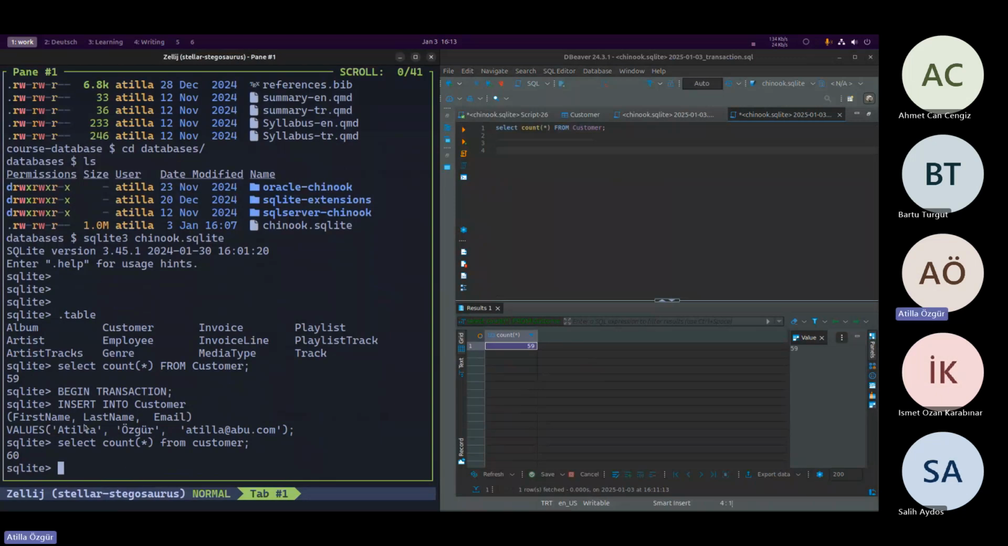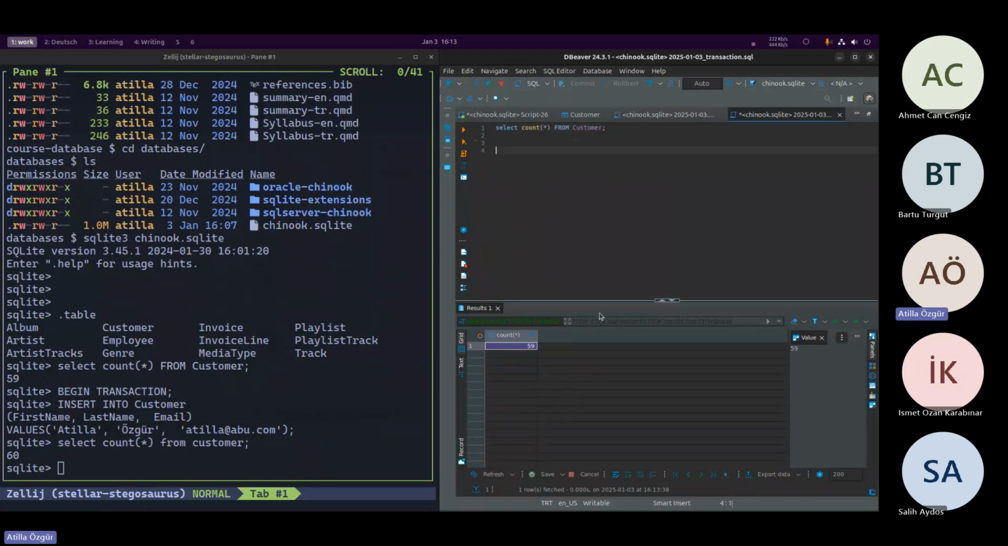The customer. Why? I already inserted a customer here. But if I run this customer query here, this one is 59. Why 59? Till I commit this transaction or roll back this transaction, the information I am adding here will not be visible to this DB viewer part. This is the transaction.